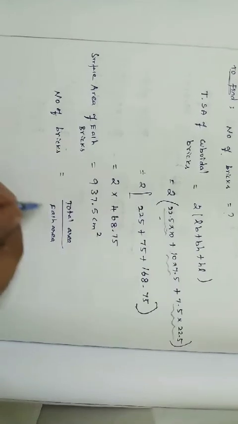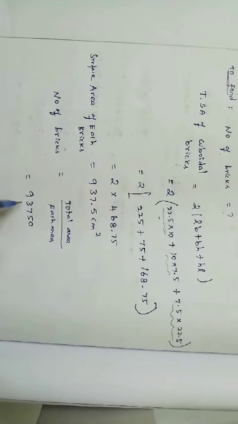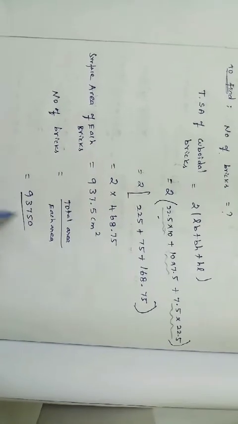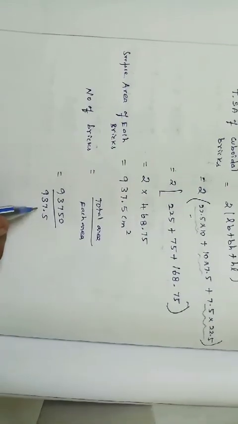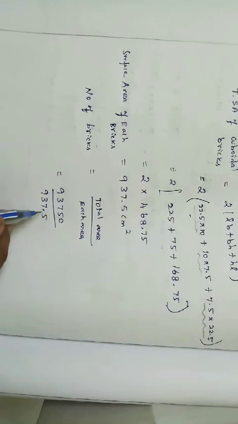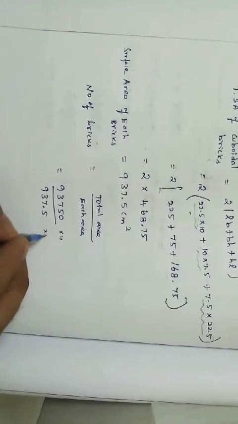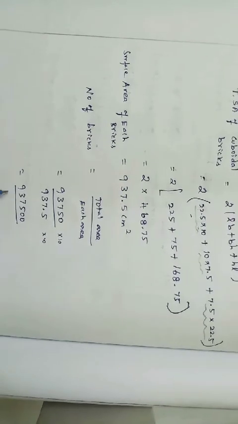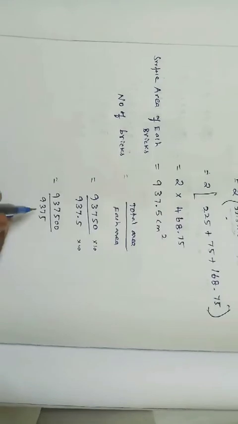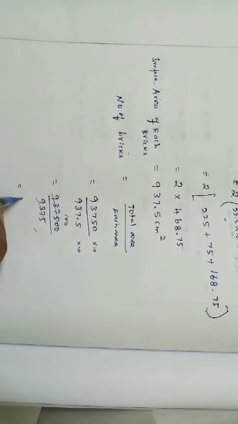Total area is equal to how much? 93,750 centimeter square divided by 937.5, right? In the denominator we are having a decimal. If both are not having a decimal, then directly we can solve it. First remove the decimal by multiplying by 10 into 10 into 10. It will become 937,500 divided by 9,375, right? 1 times 100 times, directly we can simplify. So it is nothing but 100.